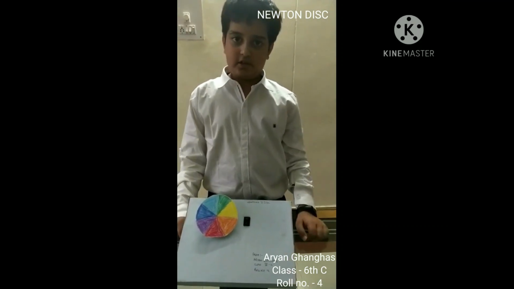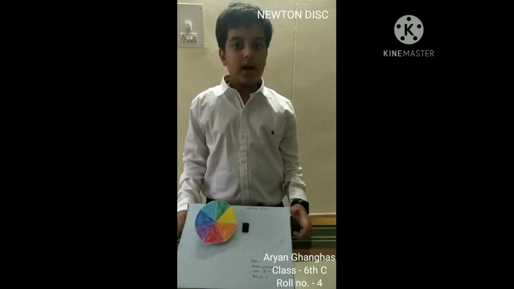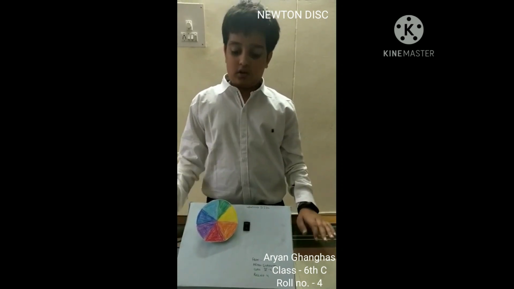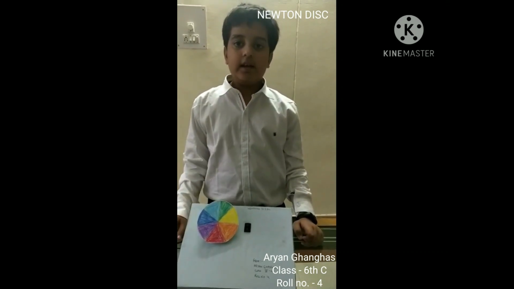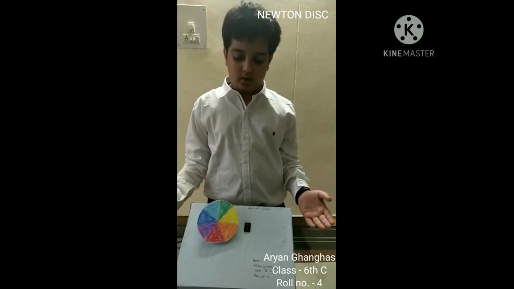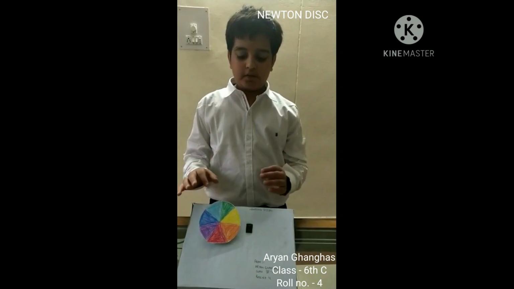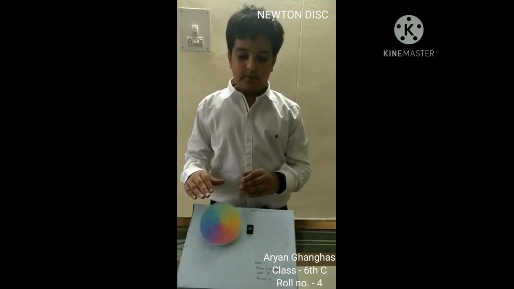This is my science project on the Newton disk. It consists of a disk, some wires, a motor and a switch. The Newton disk, also known as the disappearing color disk, is a well-known physics experiment with a rotating disk and segments in different rainbow colors. When the disk spins very fast, as I spin it with the help of a motor, all colors appear white.